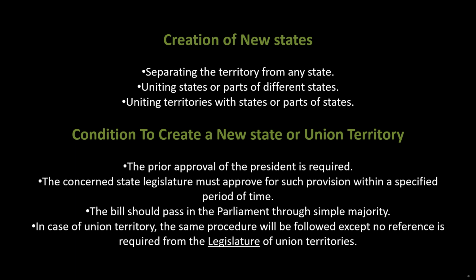Condition to create a new state or union territory. The prior approval of the President is required. The concerned state legislature must approve for such provision within a specified period of time. The bill should pass in the Parliament through simple majority. In case of union territory, the same procedure will be followed except no reference is required from the legislature of union territories.